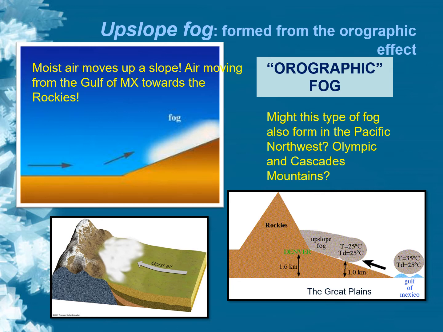All right, so might this type of fog also form in the Pacific Northwest? Cascade Mountains, Olympic Mountains? Absolutely, I think that would happen. Could that potentially happen in the Appalachians? Sure.